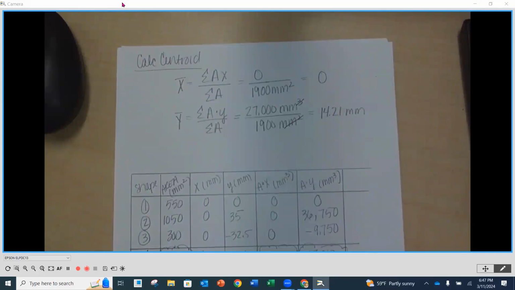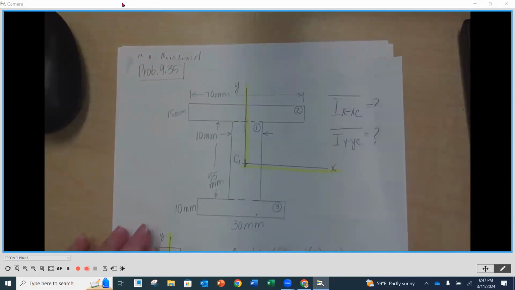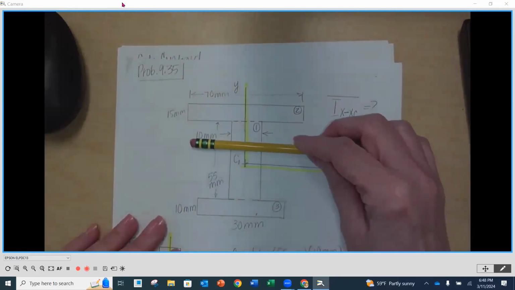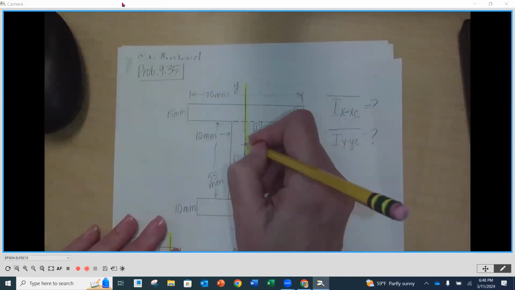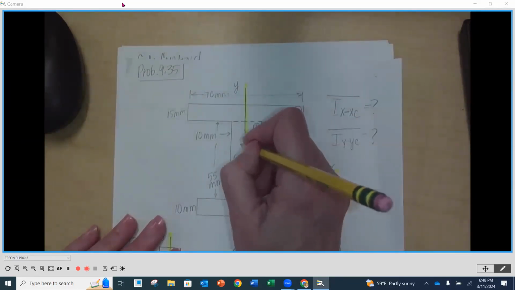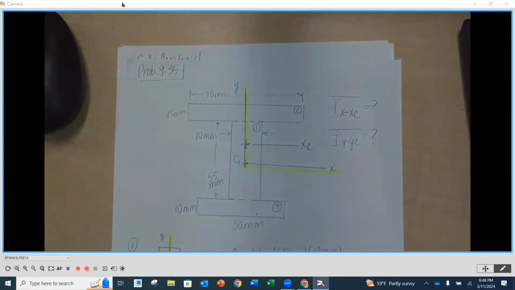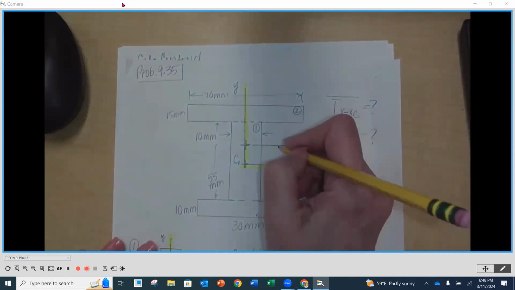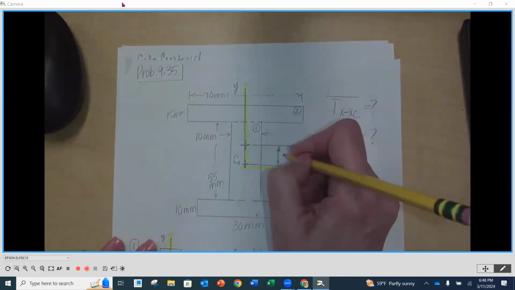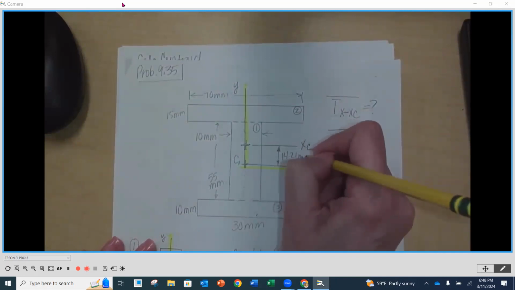Okay. Now, that's the placement of my centroid. Now it's a positive value. So what it means, if I go back to my original altogether composite, it's a positive value, so it's going to move up here. And it means that right about here, okay, right about there is the X centroidal axis of this composite. And that distance from our original reference axis is 14.21 millimeters.